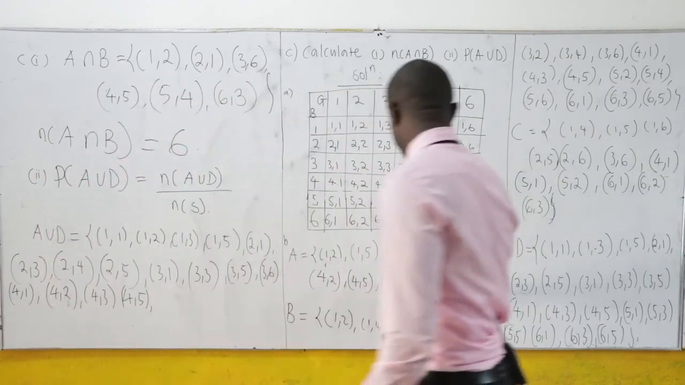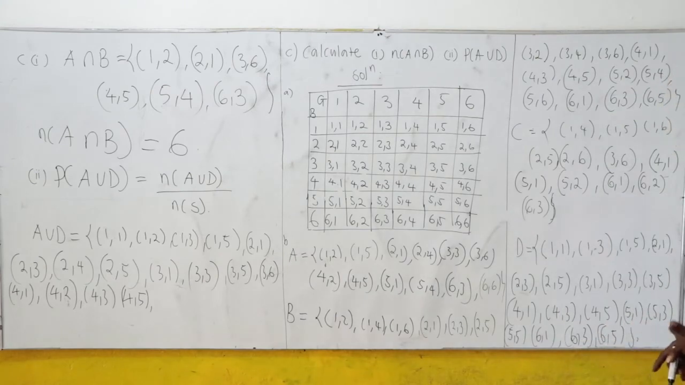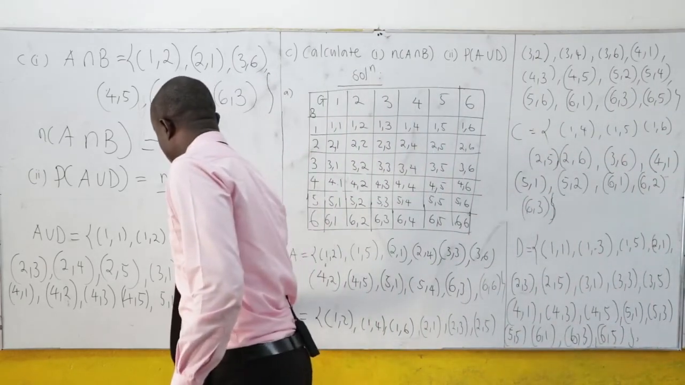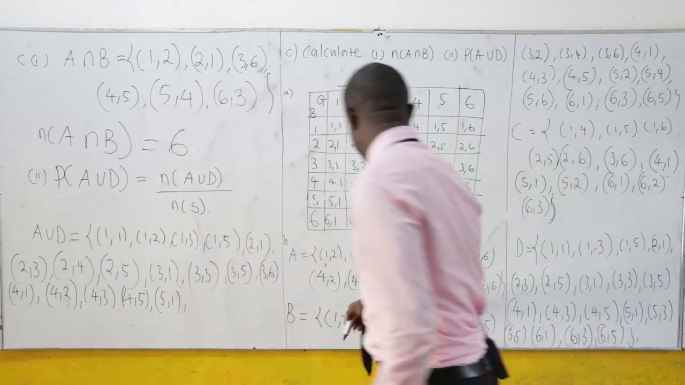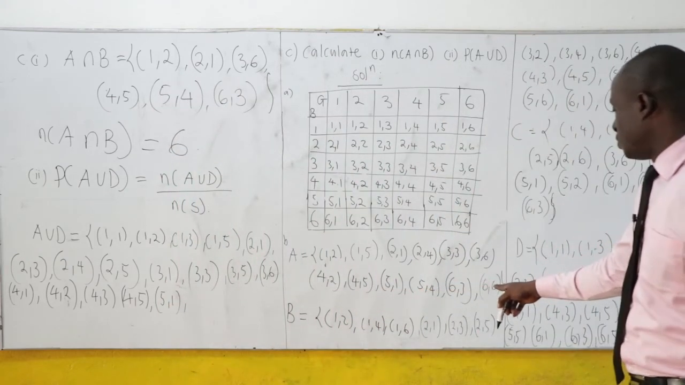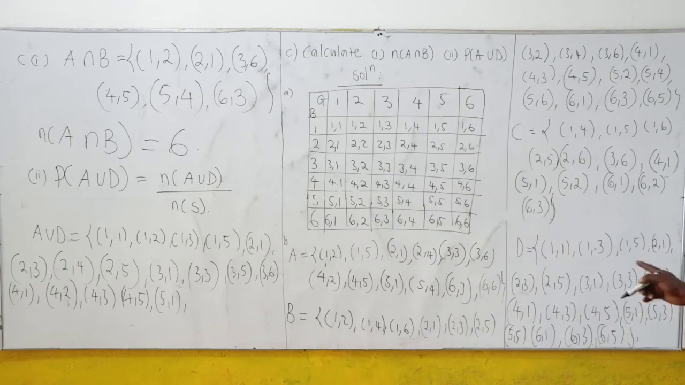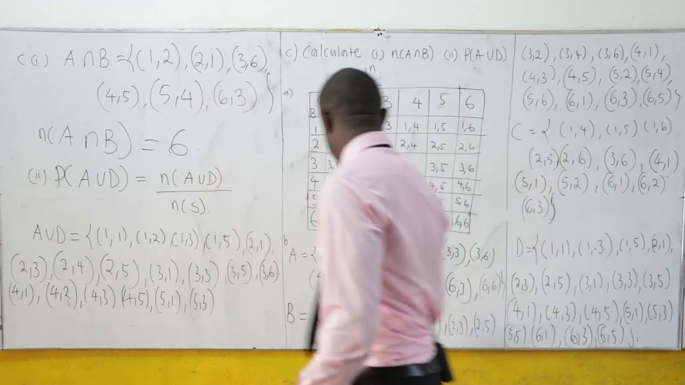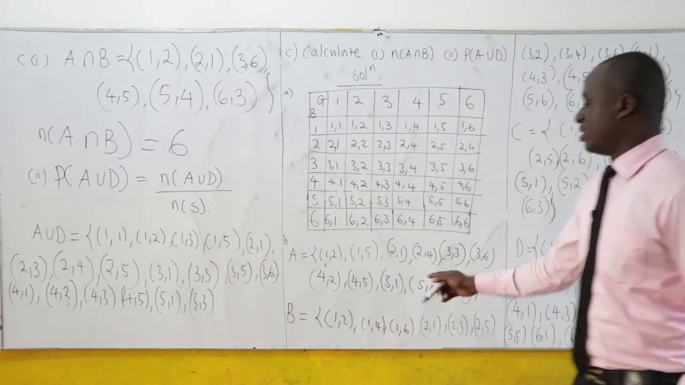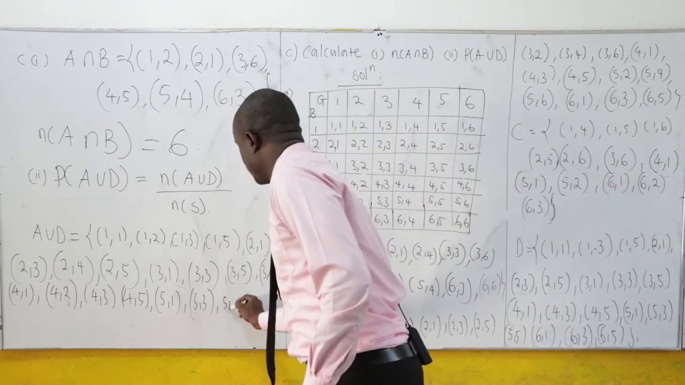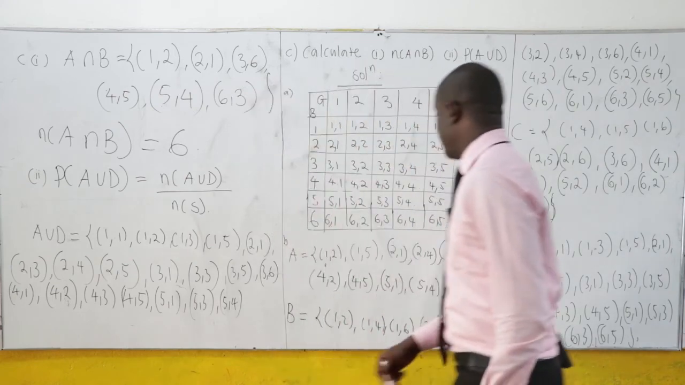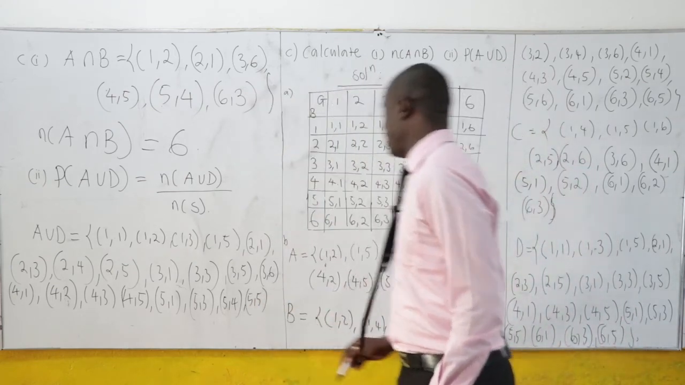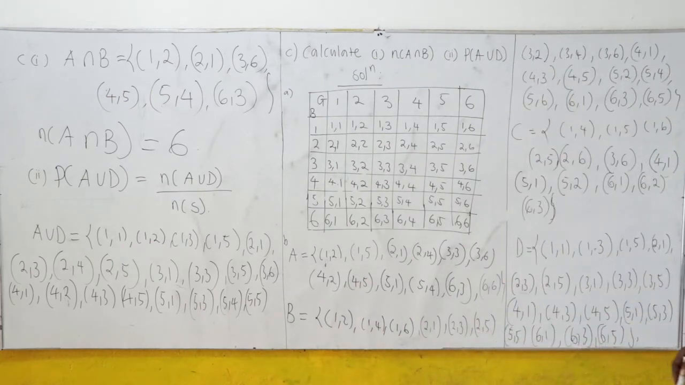4,6: do you have 4,6 here? No. 5,1: yes, 5,1 will be in the other set, that is in D. 5,2: do you have 5,2? No. 5,3: yes, 5,3 will be in the set D. 5,4: yes, we have 5,4 here. 5,5: yes, 5,5 will be in the other set.